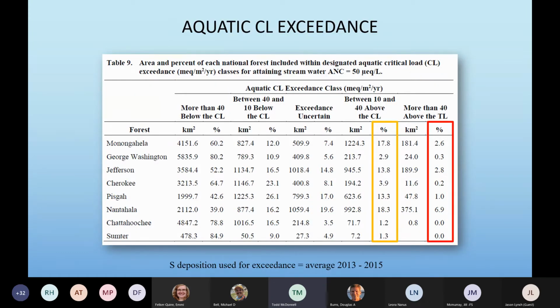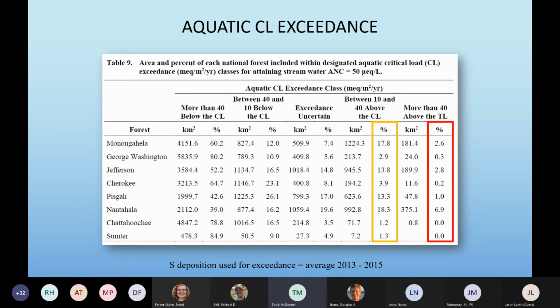And when you have that spatial picture of critical load, a complete coverage, you can then look across the entire management unit and characterize the portion of the forest or a wilderness area that is either in exceedance or out of exceedance. So these are the different exceedance categories that were on that previous map.